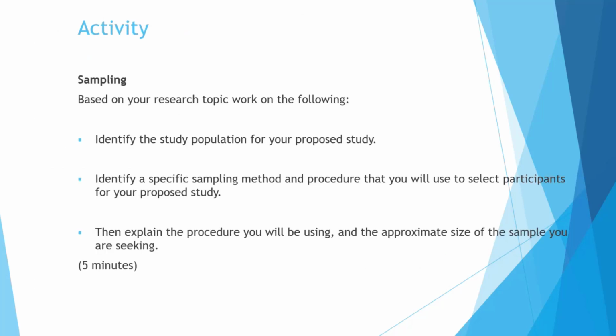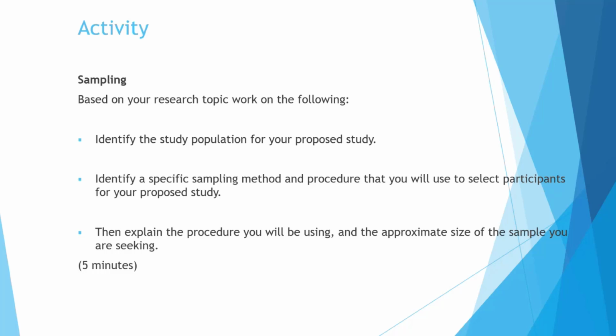I want us to look at this activity. Based on your research topic, work on the following. One, identify the study population for your proposed study. Two, identify a specific sampling method and procedure that you will use to select your participants. Then explain the procedure you will be using and the appropriate size of the sample you are using.